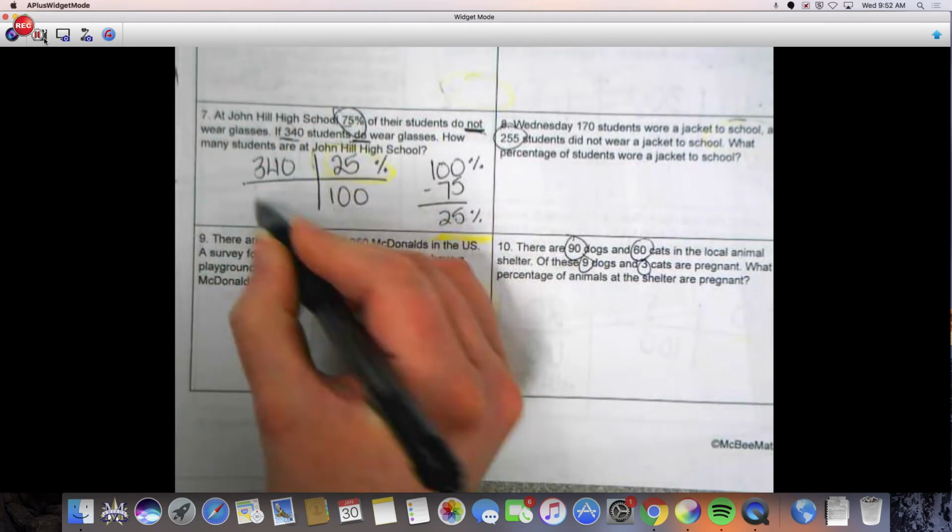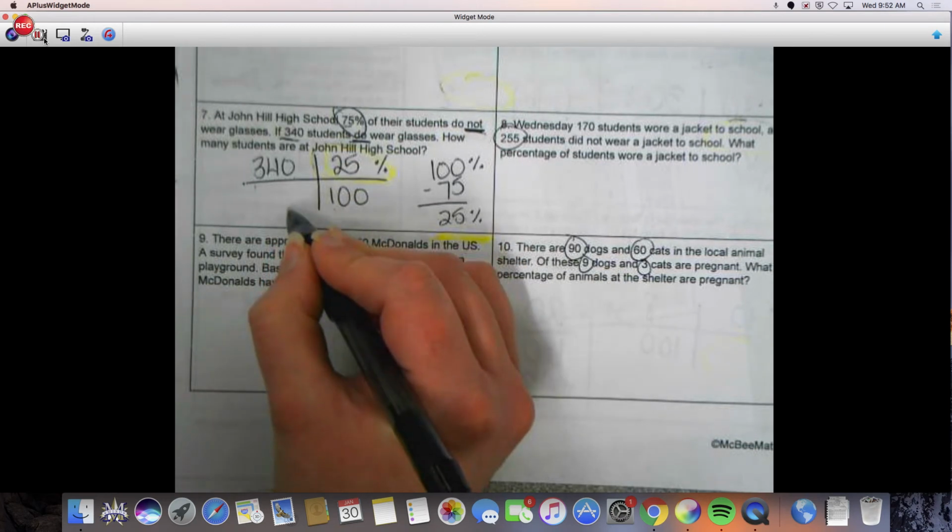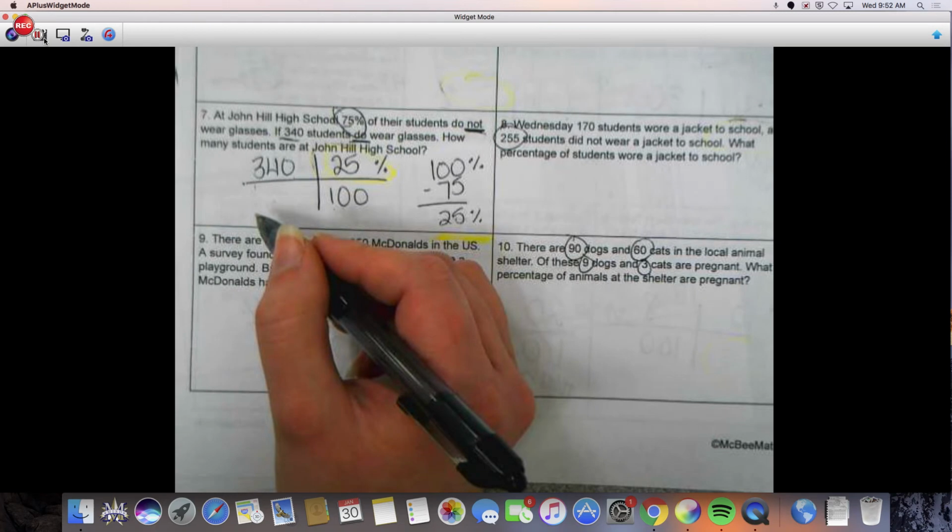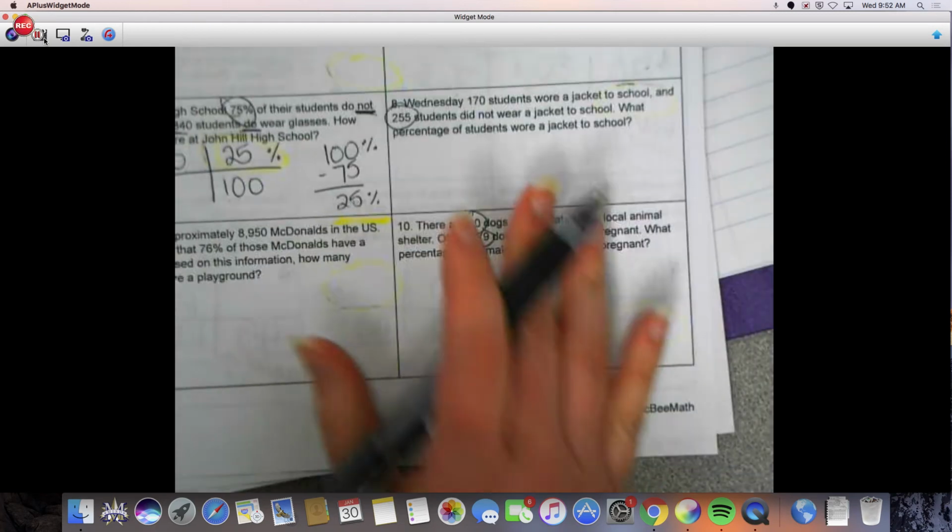So now with this proportion, you would be able to solve to find out how many total students are in the school. See how we got that? All right, let's look at number 8.